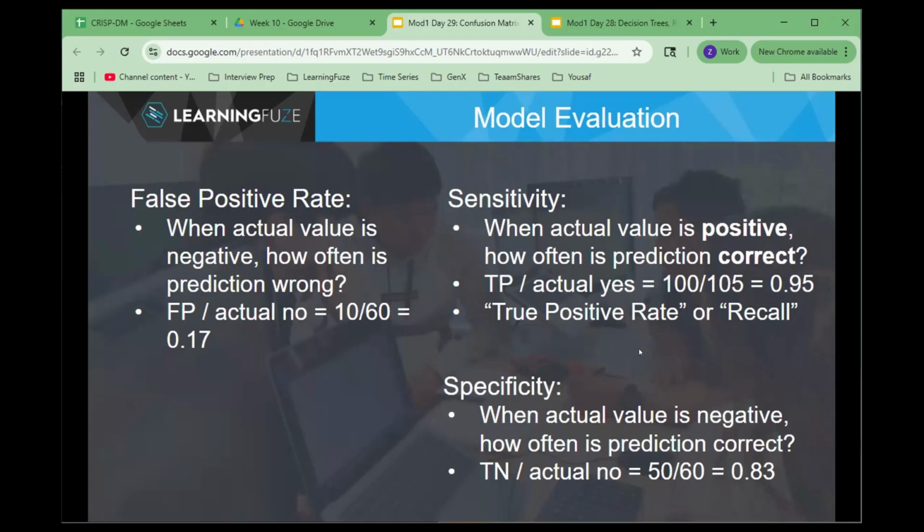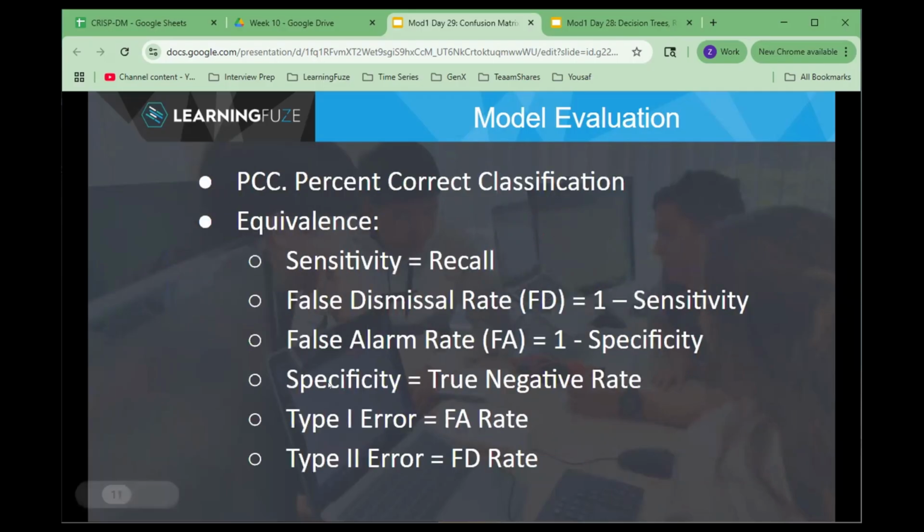Are these all different versions of recall? They are kind of based on recall. Sensitivity is actually recall, and specificity is the true negative rate. Oh, sorry, false dismissal rate is one minus sensitivity, and false alarm rate is one minus specificity.